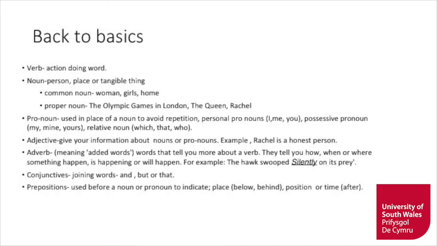In addition to this, you've got adjectives. These give information about your nouns or pronouns. For example, Rachel is an honest person. An adverb adds meaning to words that tell you more about a verb. They're telling you how or when or where something happened, is happening or will happen. For example, the horse swooped silently on its prey. Conjunctions. These are joining words, such as and, but, or that. Prepositions are used before a noun or pronoun to indicate the place, so maybe below, behind, position, or the time, after. So thinking about when you're writing, make sure you're aware of the right terminology and the right words and using them in the right places.